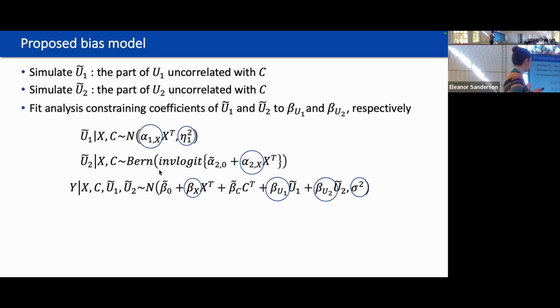Okay, so this is just highlighting that when we simulate the data for U1 and U2, we're simulating using bias parameters that express the relationship between the original confounder and the exposure and the outcome. And when we do this, we get out our original exposure effect estimate, which is what we want.